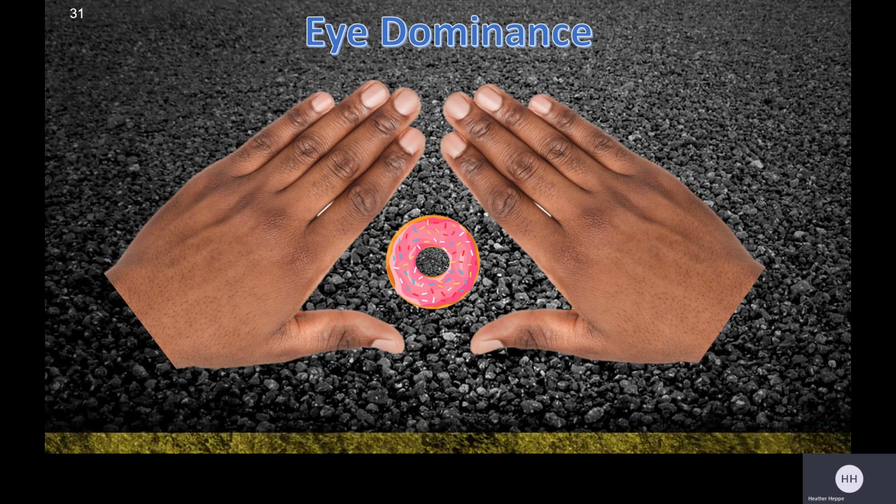All right, let's do something a little fun. You're going to extend your arm straight out from your body, and your hands form a small triangle that can be seen through with both eyes open. Hold on a second here. Frame a nearby object in the middle, for example, a doorknob, an exit sign, or a light switch. Without moving the triangle, close your eyes one at a time. Your dominant eye is the one that keeps the object in the center of the triangle.